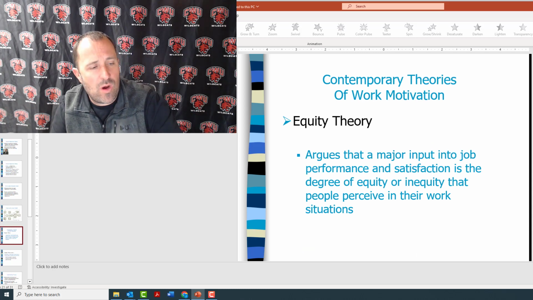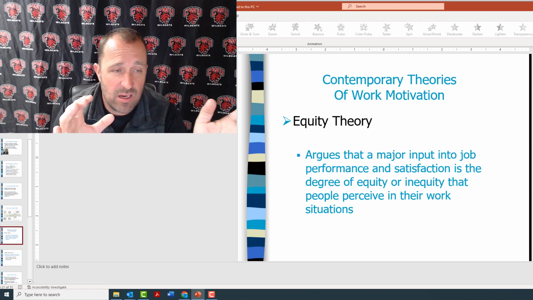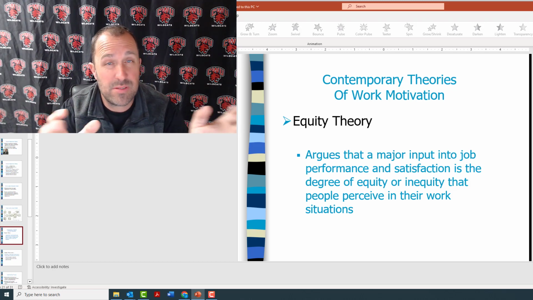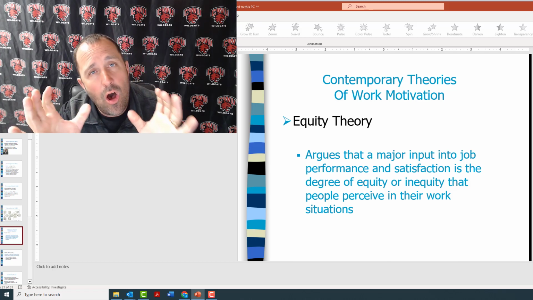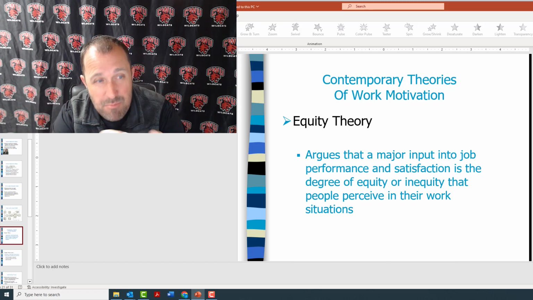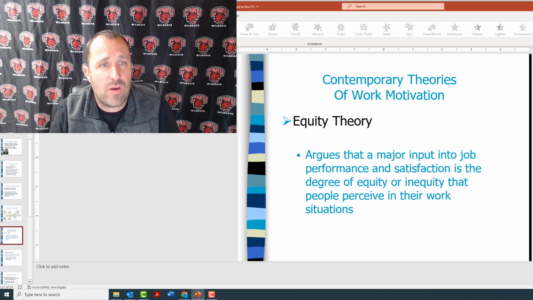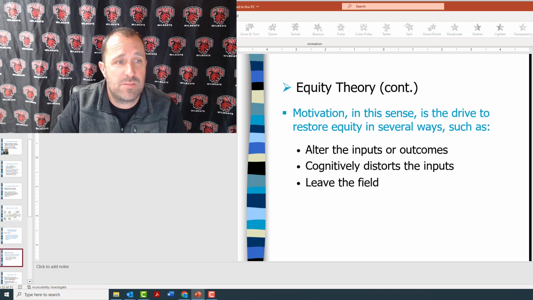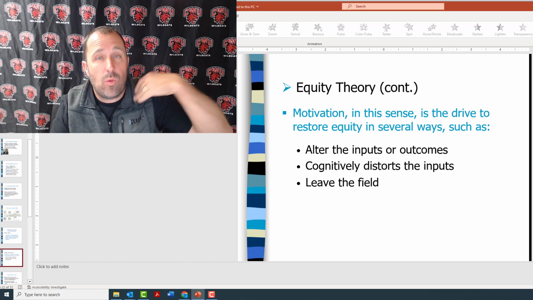Okay, equity theory. Equity theory's been around for a while. There's a lot of talk today about social justice. There's actually 5 or 6 different types of justice: procedural justice, distributive justice, stuff like that. All of the different types of justice came from this theory, equity theory. And Adam says, it's basically about inputs and outputs, meaning, am I getting out what it is that I'm putting in?